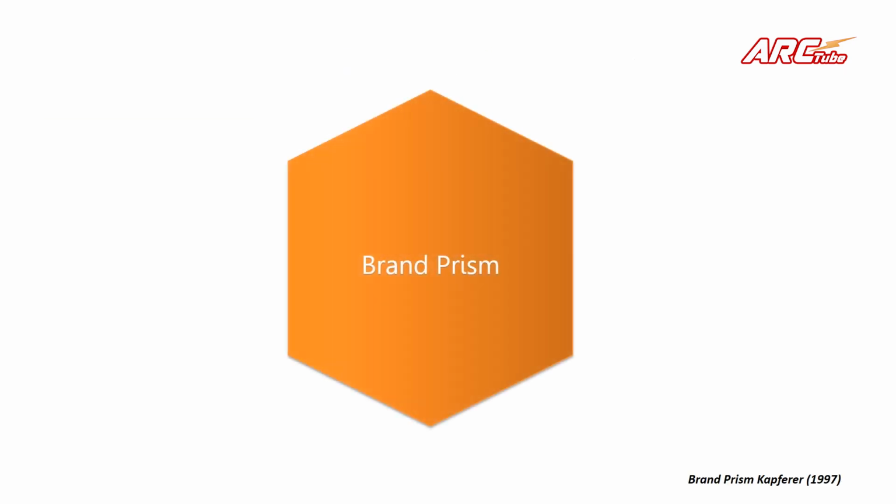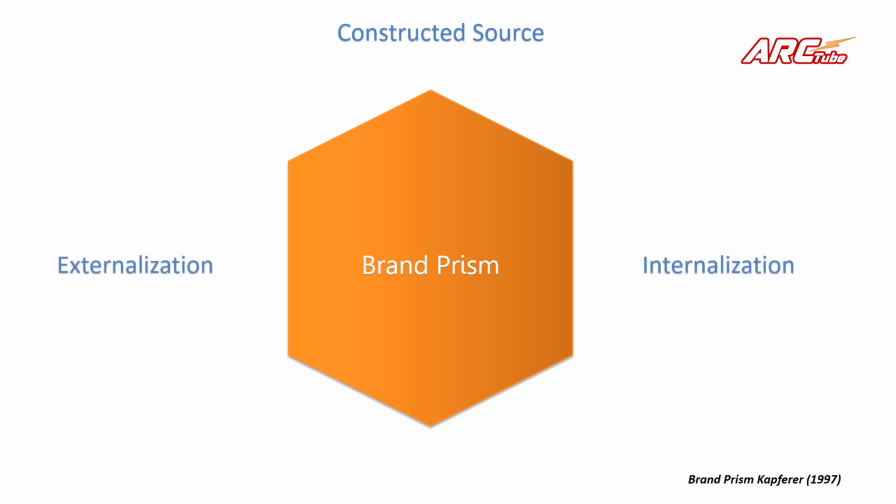Now we are going to discuss the brand prism. Under the brand prism, you will have the constructed source, then internalization, then externalization, then the constructed receiver. Source, receiver, externalization, internalization. Then we start with physique. This is the basis of the brand. The physique of Volvo would be safety and reliability.